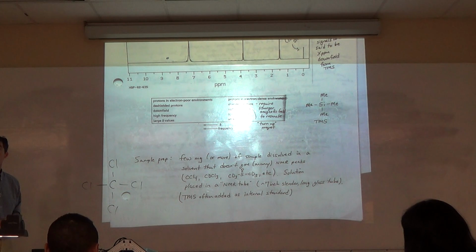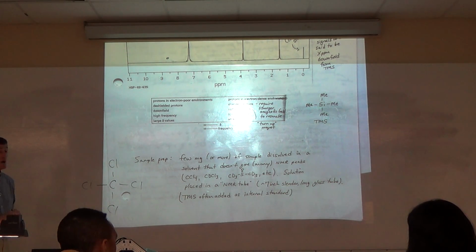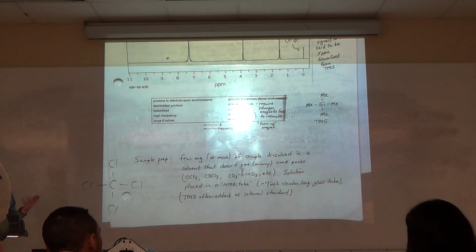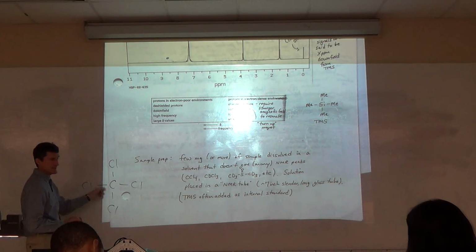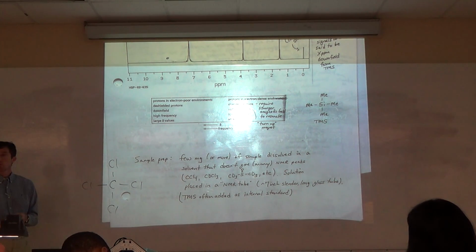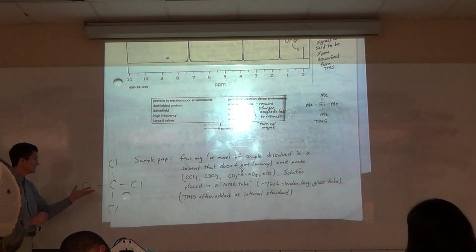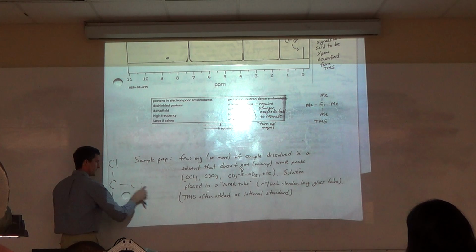There's no H, so it's not going to give a signal in the H-NMR. You don't want your solvent to give a signal because it would be a huge signal compared to your solute. The problem with carbon tetrachloride is it's a lousy solvent because it's non-polar. It's also fairly toxic. A better solvent is if you replace one of these with an H.